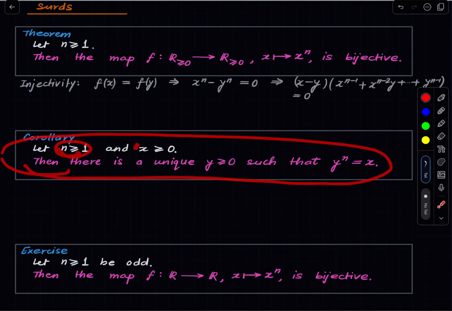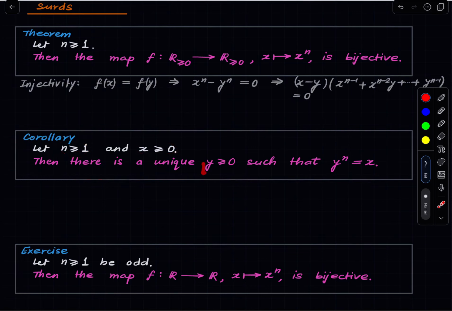An immediate corollary is the following. For a positive integer n and a non-negative x, there is a unique non-negative y which satisfies this equation. And notationally, we write y as x to the power 1 by n, or we also use this notation. When n equals 2, we don't write anything. We just simply write this surd, this symbol, which is square root. So note that here we do need non-negativity of x to get a unique non-negative y.